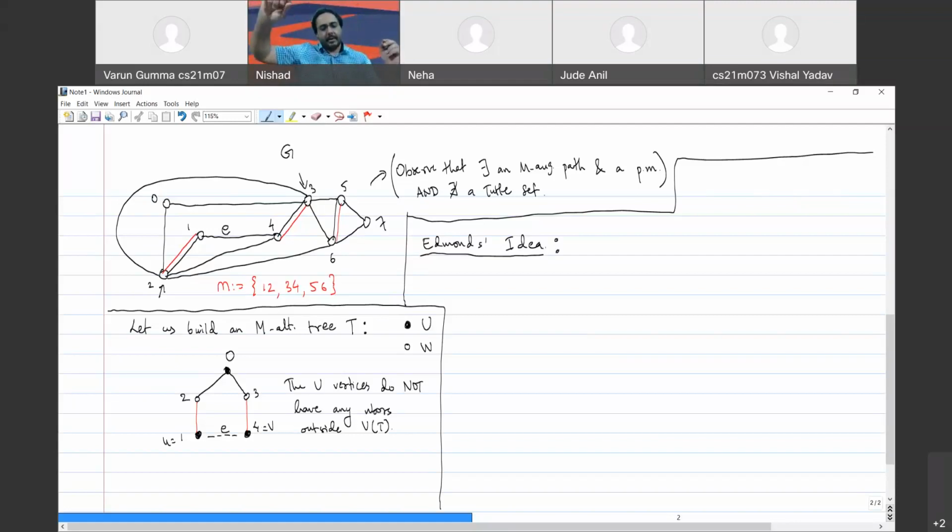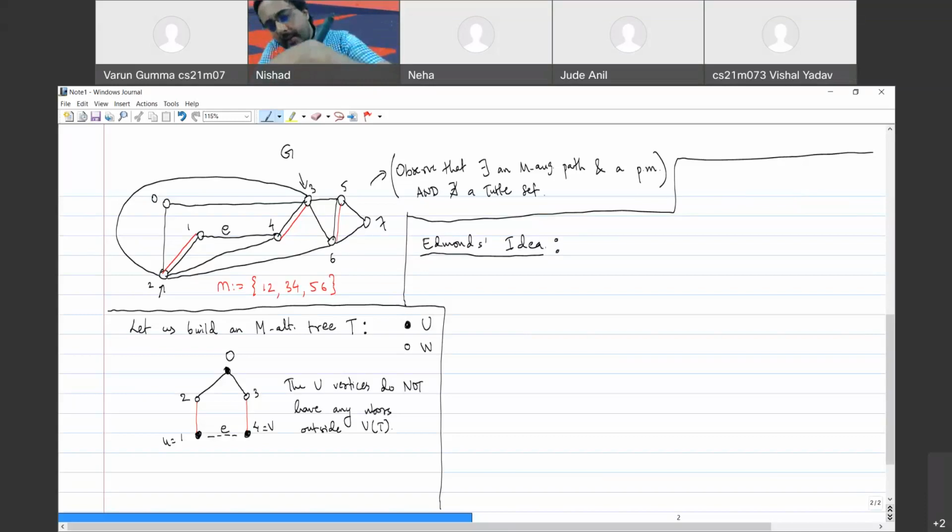In particular, because you are connecting 2 black colored vertices, you will get an odd length cycle, which you expect to see in a non-bipartite graph. What makes a graph non-bipartite is the existence of odd cycles. So Edmonds said, if you have such an edge joining 2 black vertices in your tree, take the unique cycle in T plus E and shrink it to a single vertex, and try to work with the new graph. So that's what we are going to do.